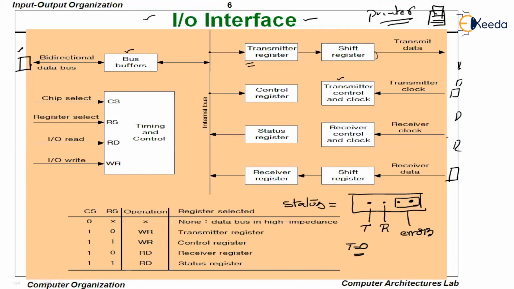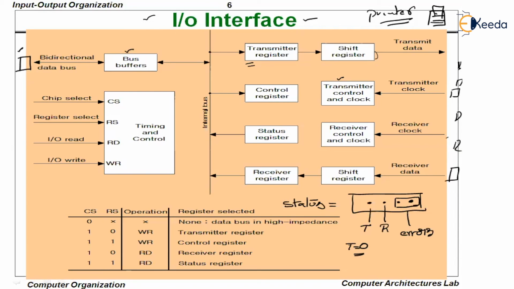Similarly, when you want to send the data, initially the data will be stored in the bus buffer, because data transfer rates are different for the CPU and the peripheral device. Then you are going to check the status register's transmitter register bit. If the transmitter bit is 0, then the transmitter register is available. Then you can send the data from the bus buffer to the transmitter register, from the transmitter register to the shift register, and from the shift register to the peripheral device. This is how the I/O interface is going to be designed.